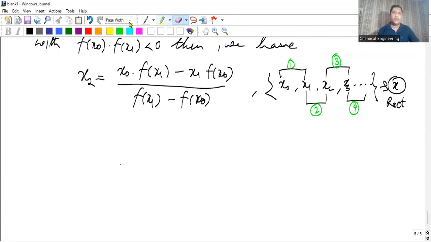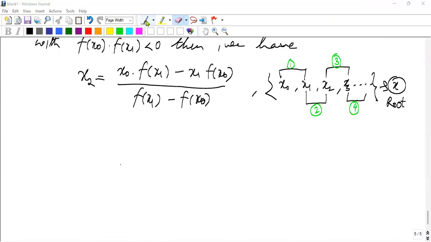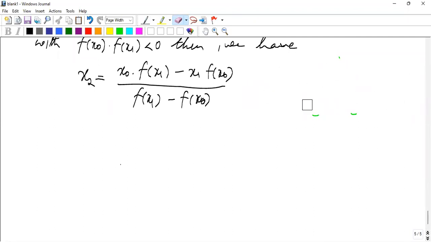Is there any doubt in the secant method? Is there any doubt in secant method now? No, sir. So you got the idea of secant method? Yes, that's good. Let us try to solve one problem using the secant method. So we'll go for the next equation.